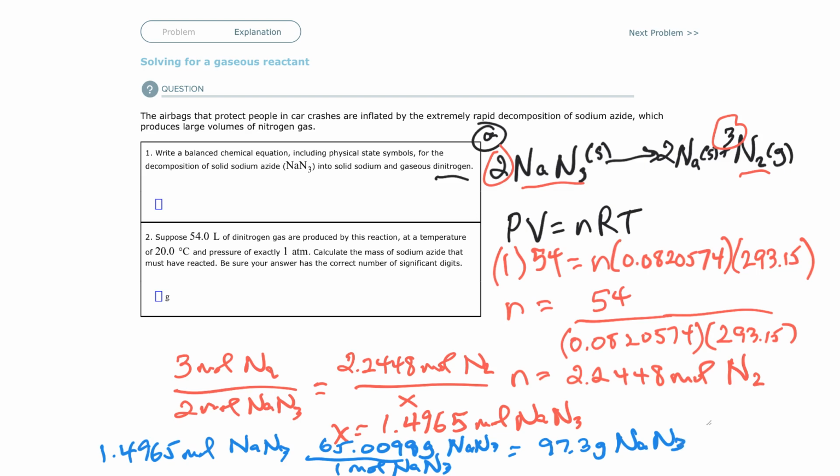Let's check quickly to see how many significant digits I have. 3 is always a good number. I like 3 because lots of times it's 3. 54.0 is 3, 20.0 is 3. So it's going to be 3 significant figures, and so your answer is going to be 97.3 grams. And then just to copy this one again, it's 2 NaN3 solid yields 2 Na solid plus 3 N2 gas. Okay, love it.